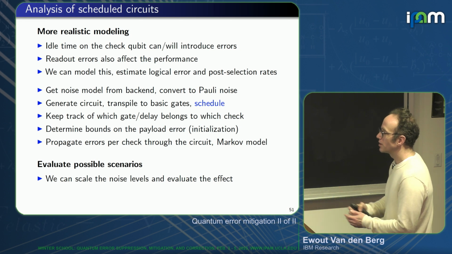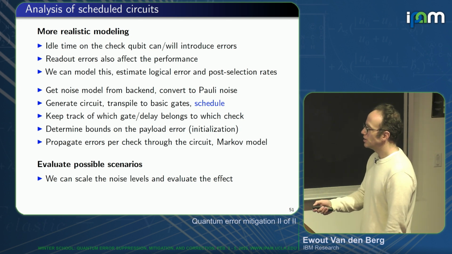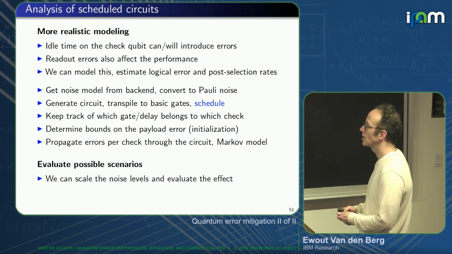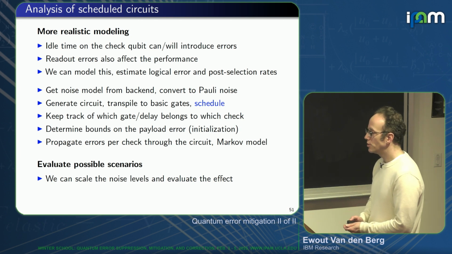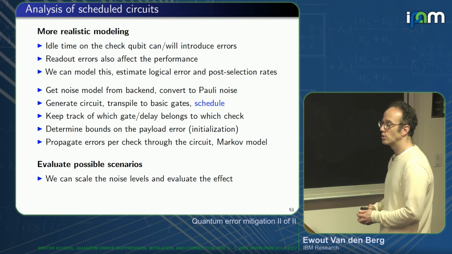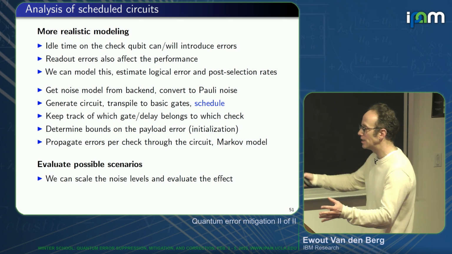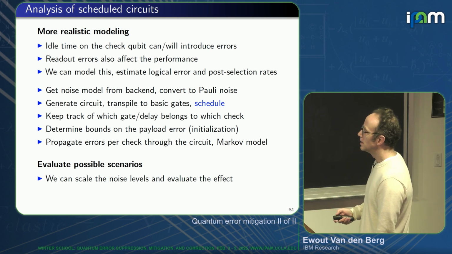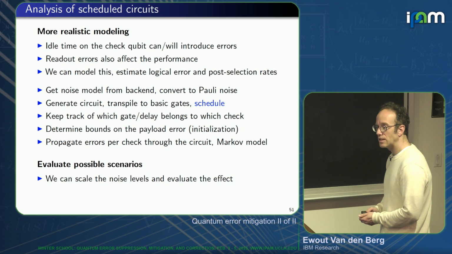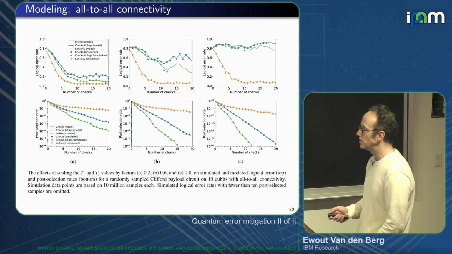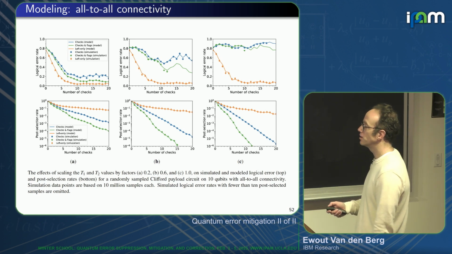Now we have a bigger circuit, so we cannot really say the error rate of the circuit is something. We just need to find some bounds on the error rate. Then you propagate the errors through the circuit and use a slightly bigger Markovian model that models this. And it's a little harder to update because you really have so many gates flying around everywhere. We can then scale the different noise levels to check what the effect of this is. So here's an all-to-all connectivity. That's just a simulation, obviously.